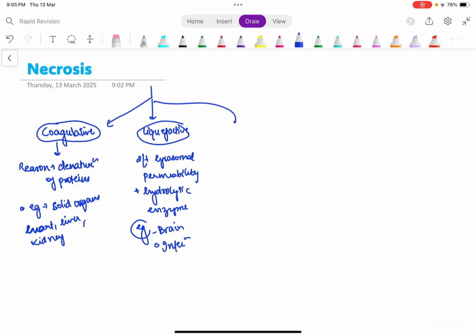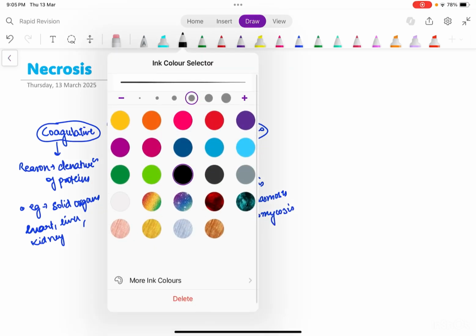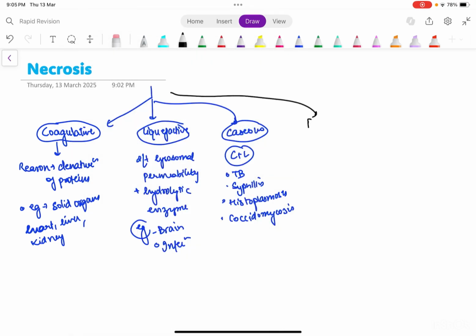Okay, then third is caseous necrosis. Now caseous necrosis is coagulative plus liquefactive, and it is seen in TB, syphilis, histoplasmosis, coccidioidomycosis.